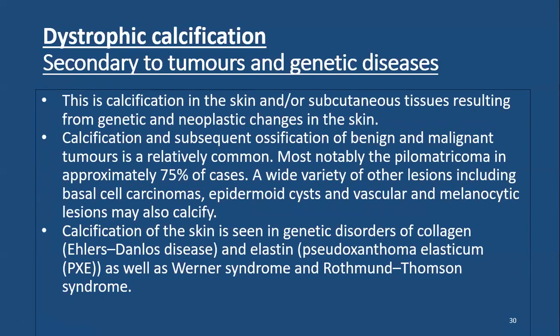Dystrophic calcification is also seen in certain tumors and in genetic conditions. And the tumors may be benign or malignant. The most noticeable is pilomatricoma, in which it is seen in almost 75% of cases. Other lesions which get calcified include BCC, epidermoid cyst, vascular and melanocytic lesions. Calcification is also seen in certain genetic conditions, like Ehlers-Danlos syndrome, which is a disorder of collagen, pseudoxanthoma elasticum, which is a disorder of elastin, and various premature aging syndromes, like Werner syndrome and Rothmund-Thomson syndrome.